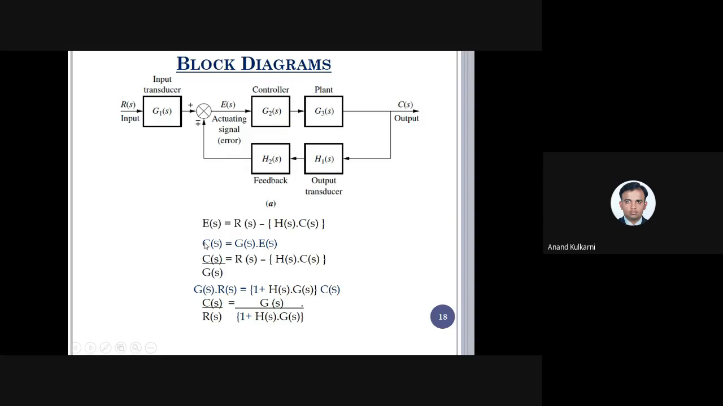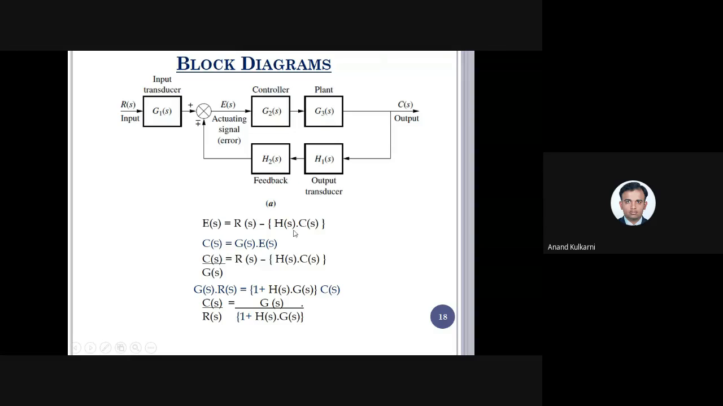But we know that C of S is equal to G of S into E of S, because we know that the output signal is equal to the input signal into the transfer function. So C of S output is equal to the transfer function into the input signal. So this is equation 1, this is equation 2. I slightly rearrange. So what I do is C of S is equal to G of S, and whatever was E of S in equation 1, I have substituted here. Just observe here. This is equation number 1. This is equation number 2.